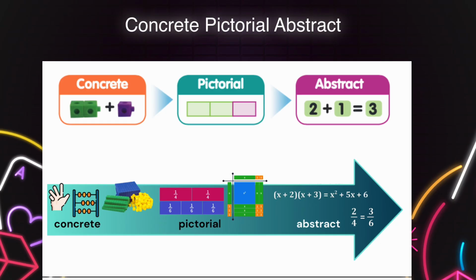The concrete, pictorial, abstract model is a cyclical approach to learning math. Students keep returning to the concrete and pictorial as the math concepts become more complex. It is crucial that teachers make the connections between the concrete, the pictorial, and the abstract explicit to students.